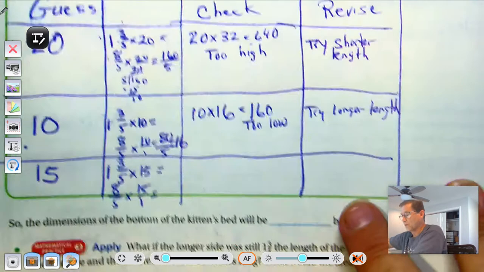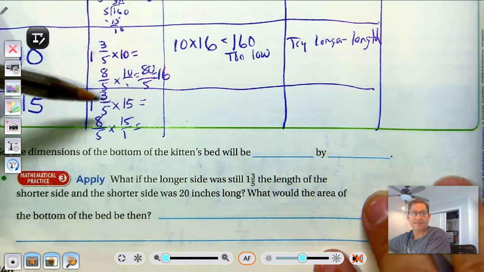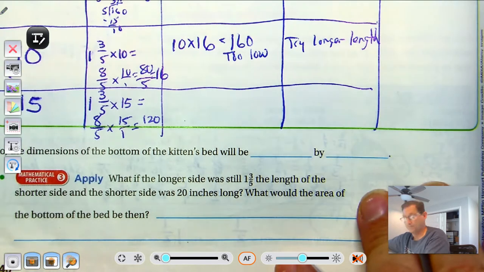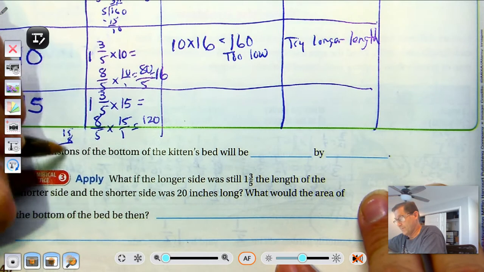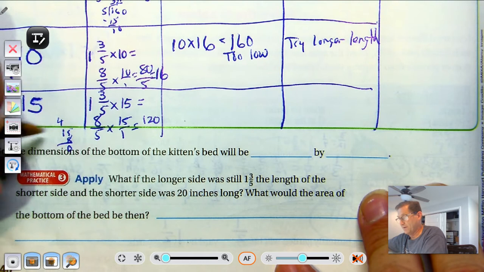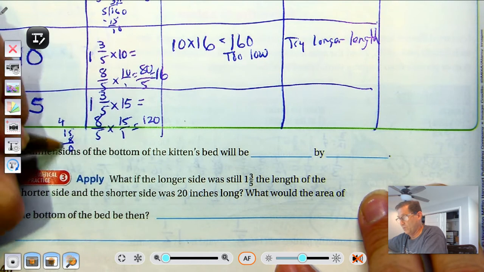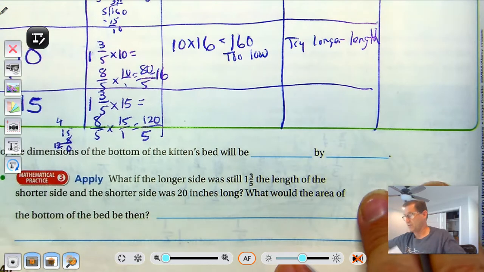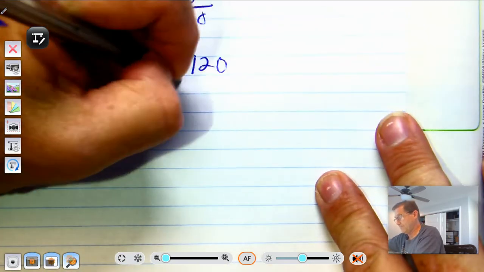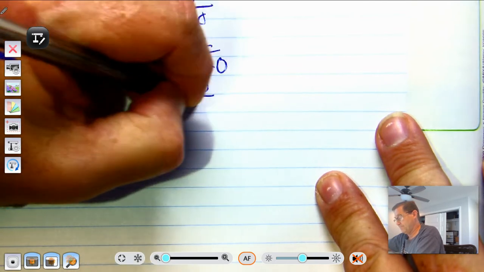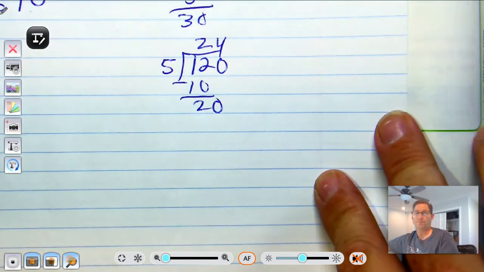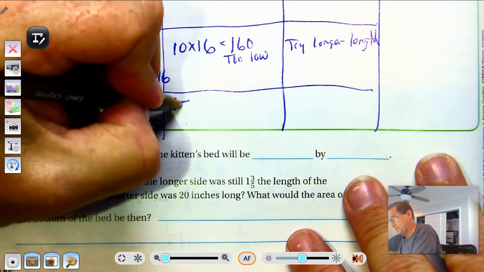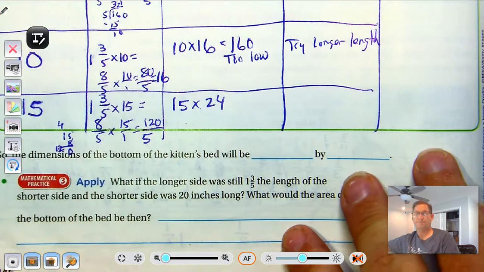Okay? So 15 times 8 is 120. I know that 8 times 5 is 40. 8 times 1 is 8, plus 4 more is 120 over 5. 120 divided by 5 is 24. All right, so I'm saying maybe the answer is 15 by 24.